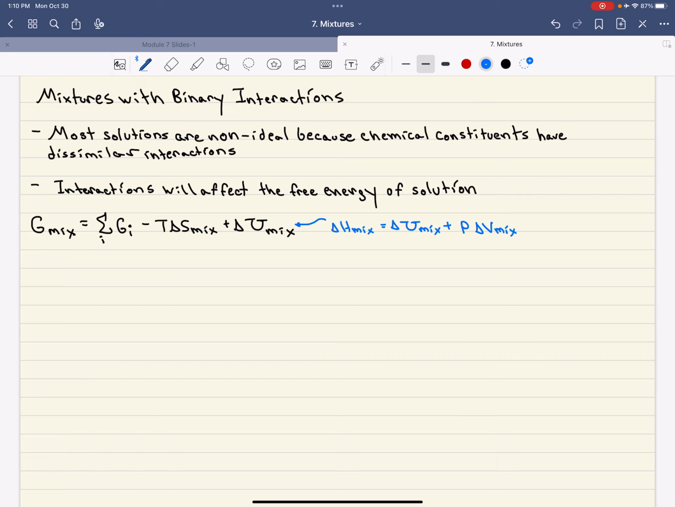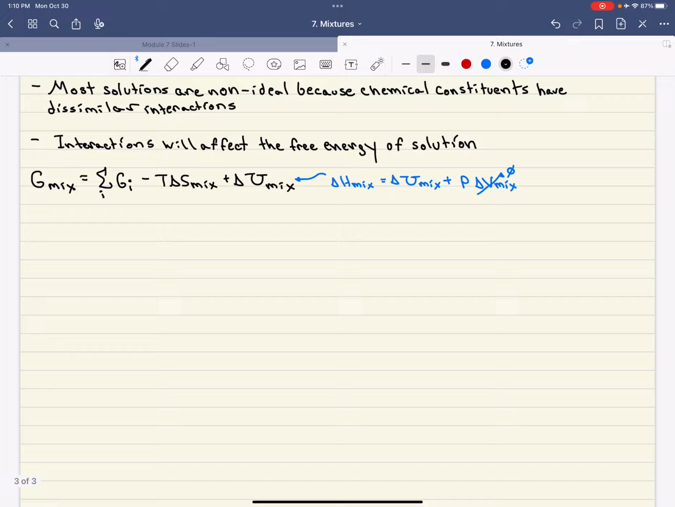Now for the model we're going to develop today, we're going to assume that the A and the B particles in our mixture have the same molar volume, such that the change in volume upon mixing is 0. And so based on that assumption, it turns out that our delta H term is going to be equivalent to delta U. Right? And so that's why I'm going to write delta U in there. All right, and so to describe the free energy of mixing, we need some sort of way to get the internal energy of mixing.